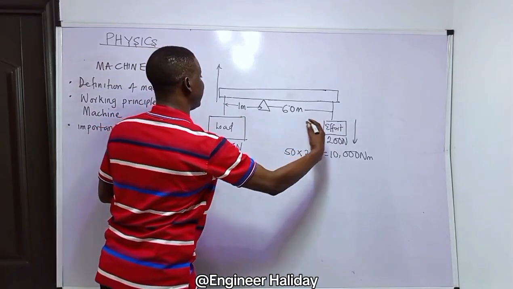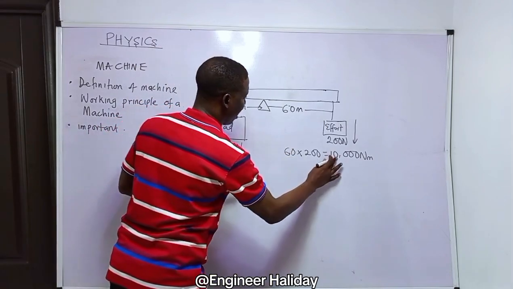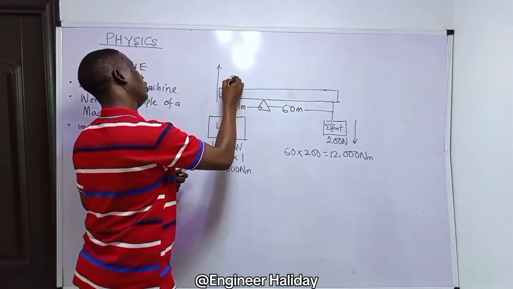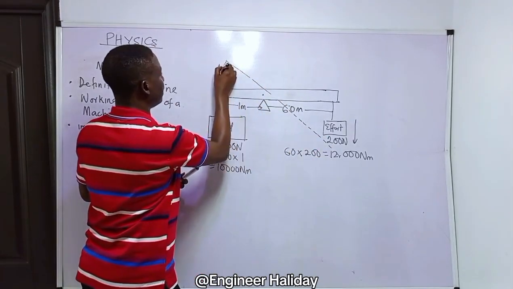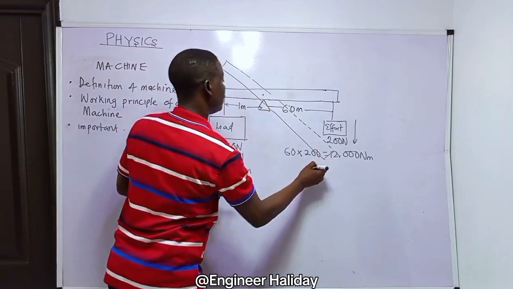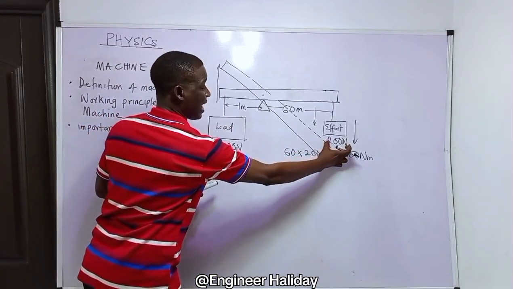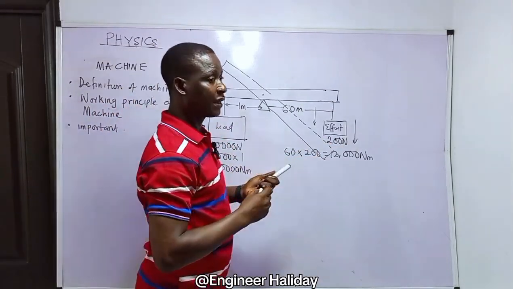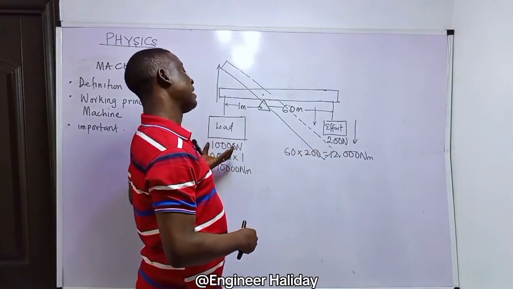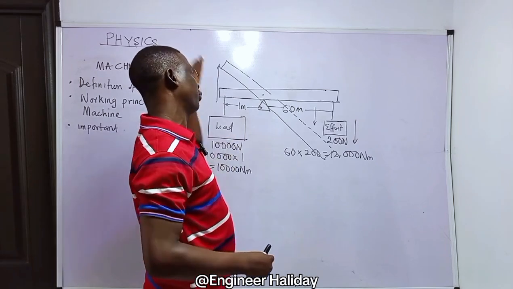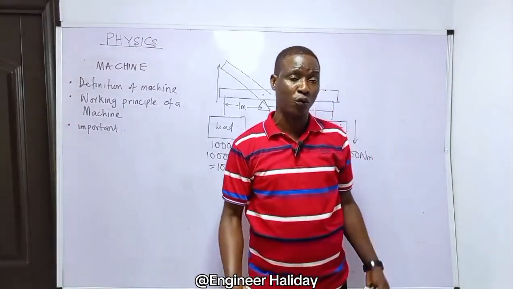Because the work that has been put in by the effort is now higher than the load, since this one will now give us 12,000, the load will be lifted up through the fulcrum while the effort goes down. So we have achieved using a smaller effort to lift a bigger load. And that is the working principle of a machine. In that case, the work that has been put in is higher than the work produced through the load.